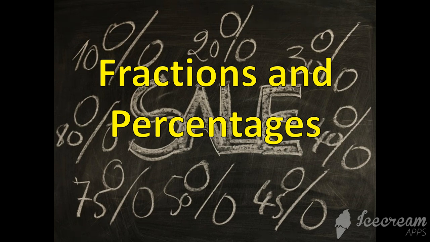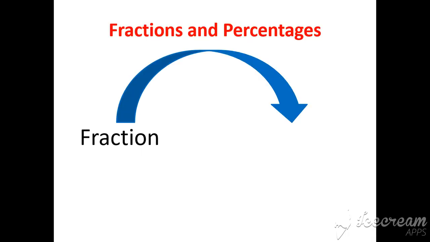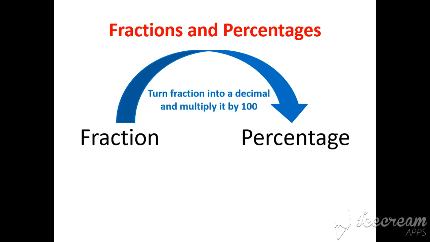This video is about the relationship between fractions and percentages. So let's go. If we're taking a fraction and we want to turn it into a percentage, this is what I'm going to suggest you do. This is my way of doing it. We're going to turn the fraction into a decimal first, and then we're going to multiply it by 100. So we take the fraction and turn it into a decimal, and we learned how to do that a couple of videos ago. And then we multiply it by 100.